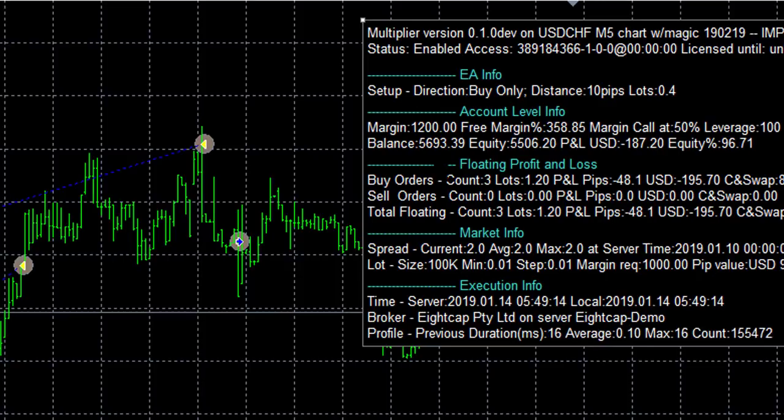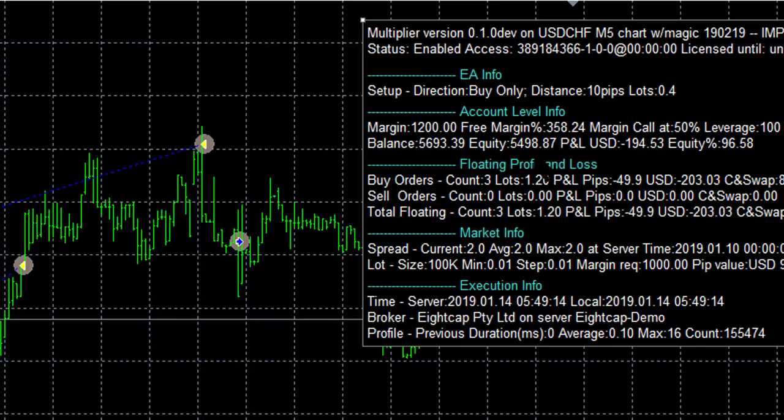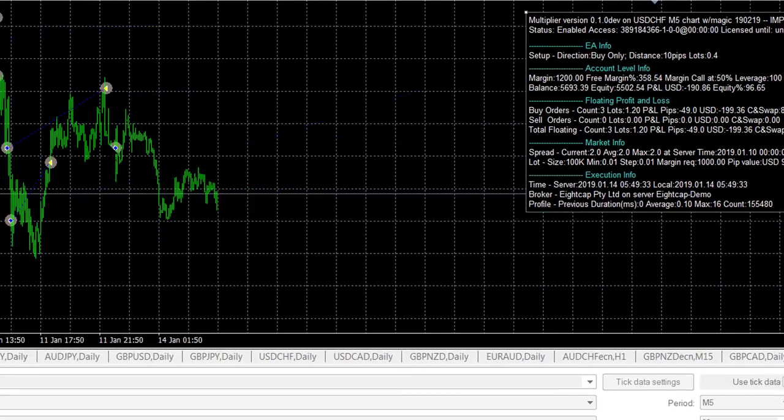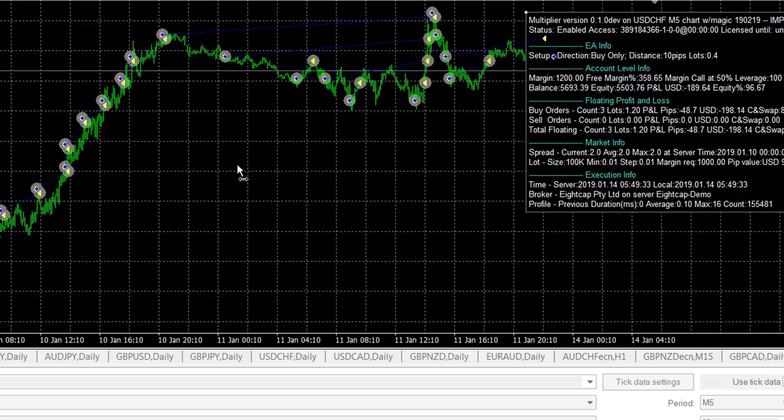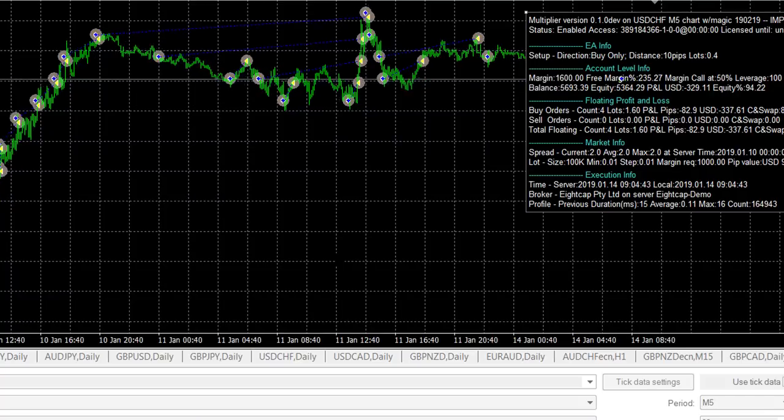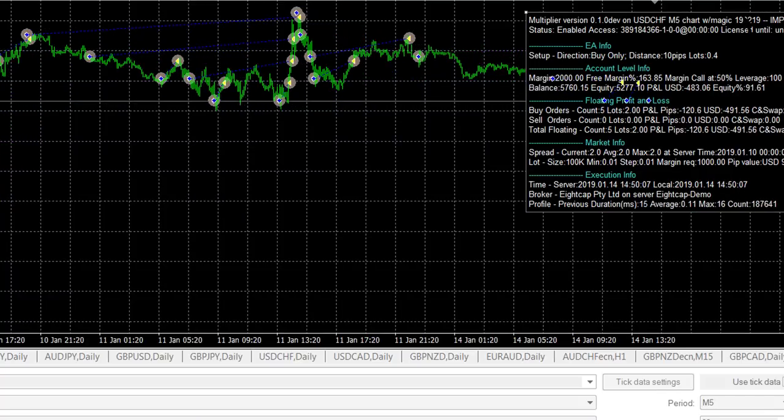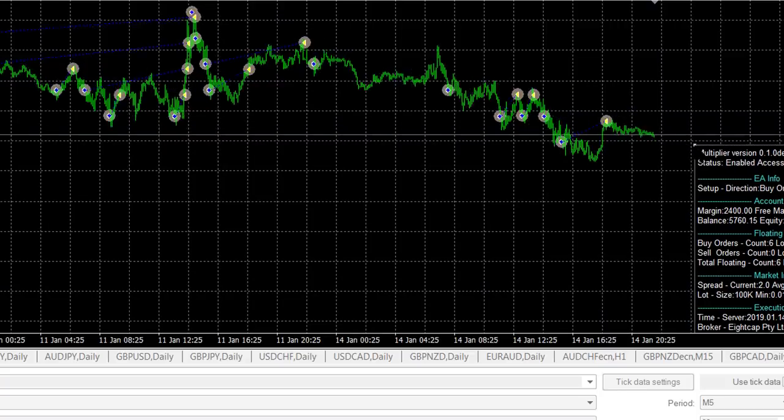We actually have a balance on the account of 5,600. The equity is 5,500. So we're really nicely profitable at the moment. We do require margin. There's the margin requirement that we have. And at the moment, we have 3 open buy lots and obviously no sell lots going at the moment. Okay, there we are. That's a little bit clearer. And let's just continue the process. What I can do is move that down there somewhere.